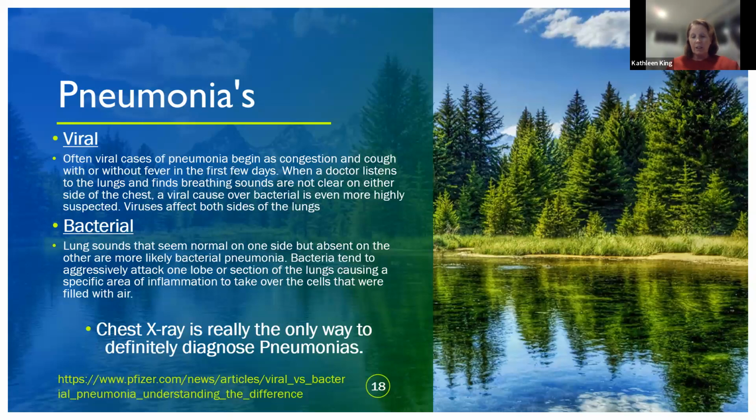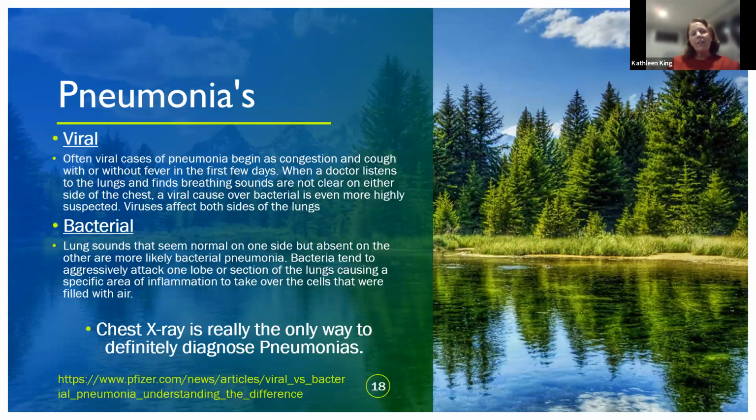However, a bacterial infection, a bacterial pneumonia, typically is only heard on one side. So this junkiness, this congestion is heard on one side of the lung. And that's because bacterial pneumonia tends to aggressively attack one lobe or one section of lungs. So it causes a specific area of inflammation as opposed to an all over congestion.